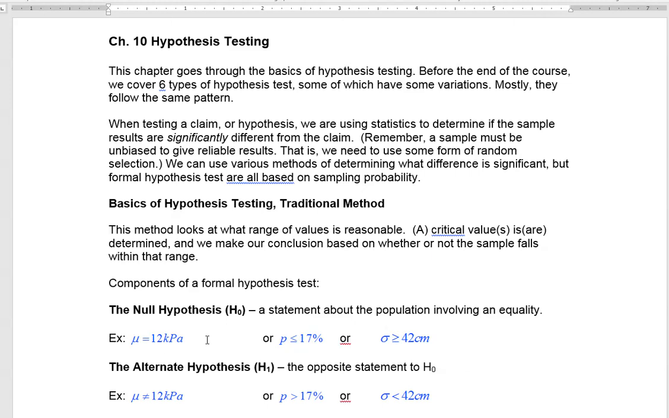It can be equals, like the mean equals 12. It can be less than or equal, like the proportion is less than or equal to 17. Or it can be greater than or equal, like the standard deviation is greater than or equal to 42 centimeters. But they all have equals somewhere in there. So if you're thinking about what words would go along in these statements, equals often just is would be a keyword to look for.